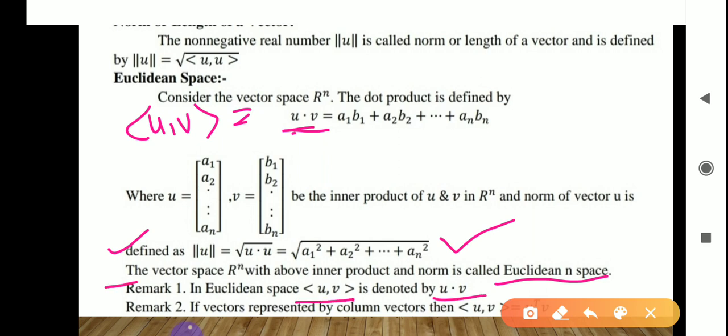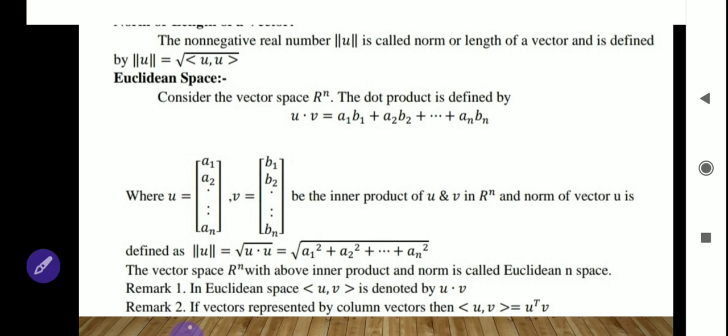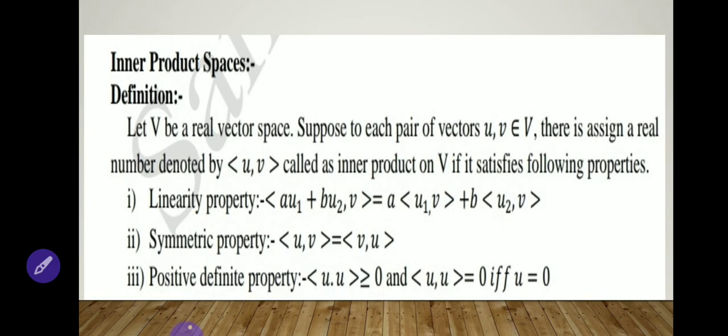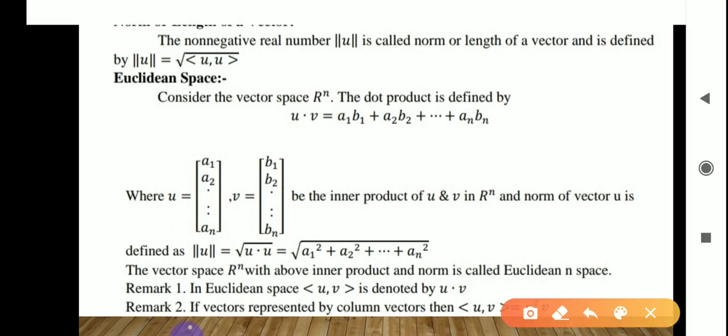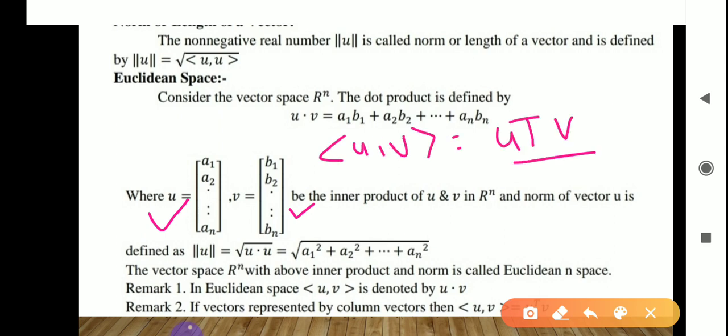Now one remark in Euclidean space: the inner product of u, v is denoted by u dot v. The second remark is, if vectors are represented by column vectors, then the inner product of u, v is equal to u transpose times v. For example, suppose we are given this vector u and this vector v, and we have to find the inner product of these two vectors. So how do we write it here? The inner product of u, v is equal to u transpose times v.